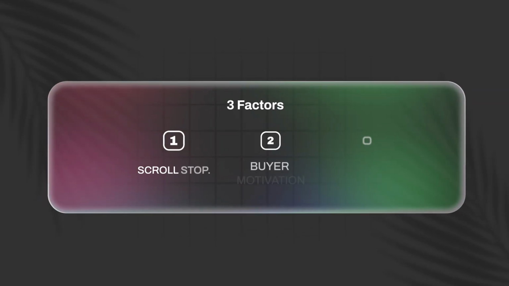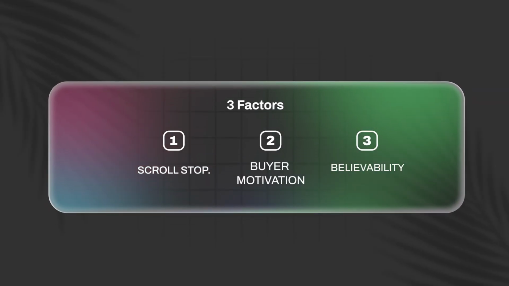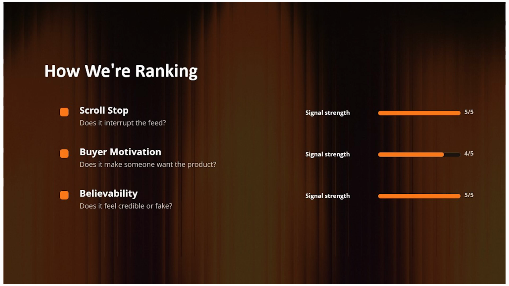Number 1, scroll stop. Does the ad actually interrupt the feed? Number 2, buyer motivation. After someone stops, does this ad make them want the product? And number 3, believability. Does this ad feel real, or does it feel like marketing nonsense that you see all over? Every ad gets judged on these 3 things: scroll stop, buyer motivation, and believability.